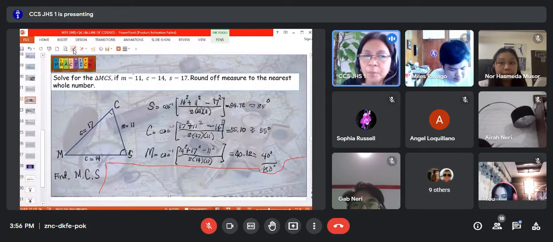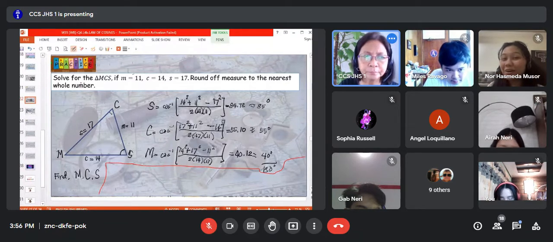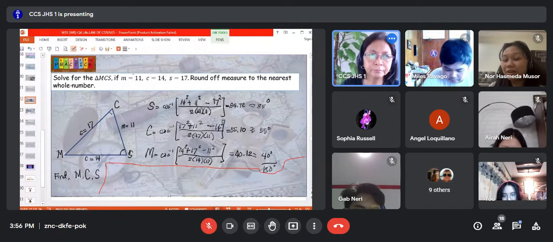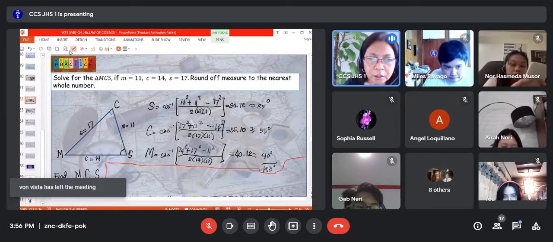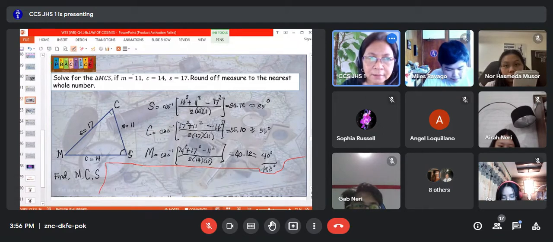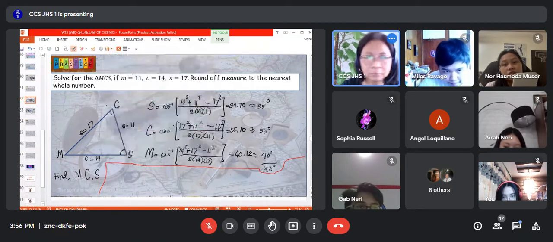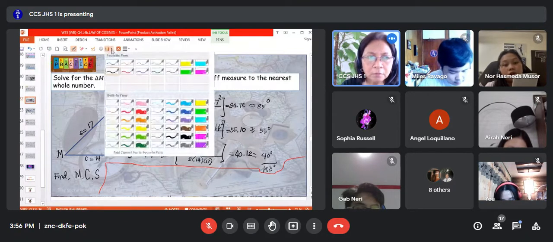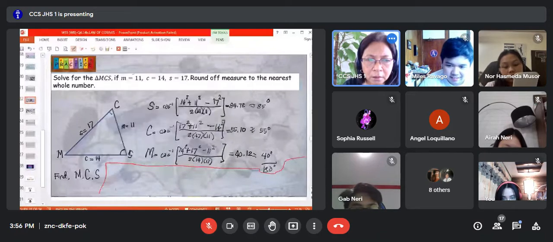Okay, who will volunteer to give me the formula for the area? You can use any angle. Find the area of triangle MCS. Anyone? Volunteer? Volunteer, for those whose mics are working.